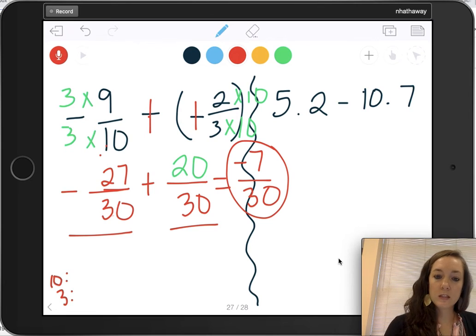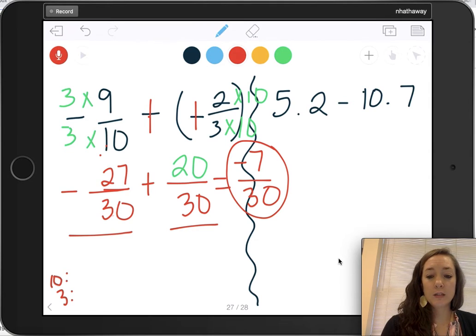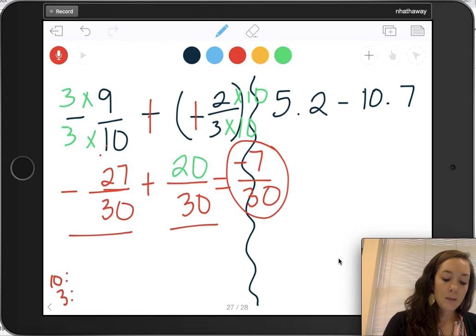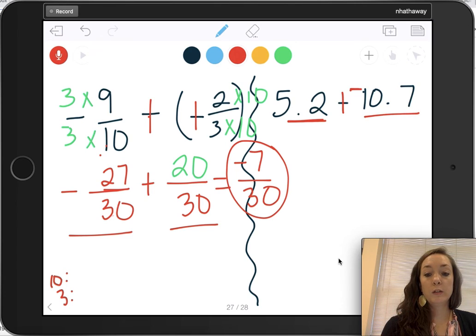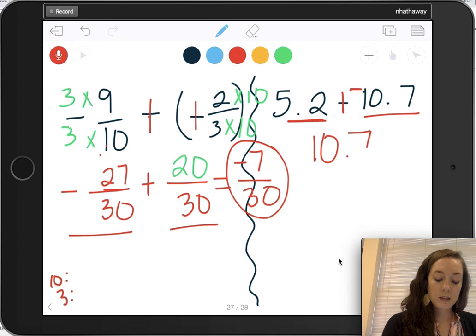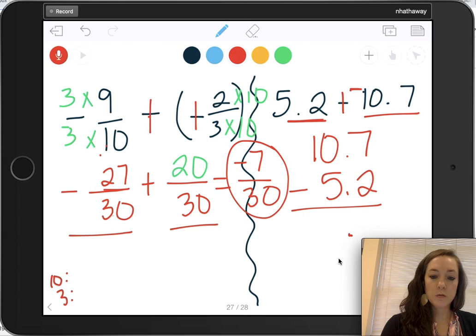Now, for this decimal one, 5.2 minus 10.7. It's a subtraction, and it's not going to give me a number greater than 0. So I need to do that adding the opposite method. So I'm going to keep my first number, change that minus to a plus, change this positive 10.7 to a negative 10.7. Now I have a positive and a negative. Well, they're different signs, so that means I'm going to subtract 10.7 minus 5.2. Remember to always keep your decimals lined up.